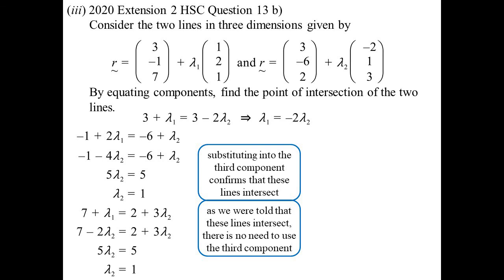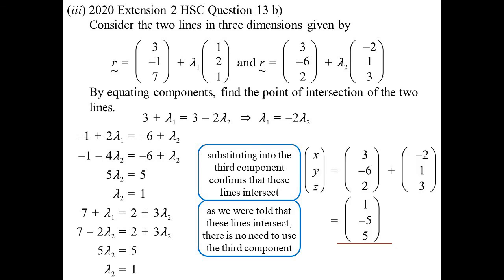All right, we still haven't found the point of intersection, of course. So sub into, well, it makes more sense to use the second one because we've found what lambda 2 is. So 3 minus 6, 2 plus minus 2, 1, 3. Add them together.